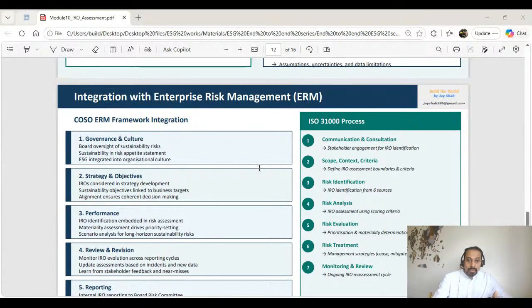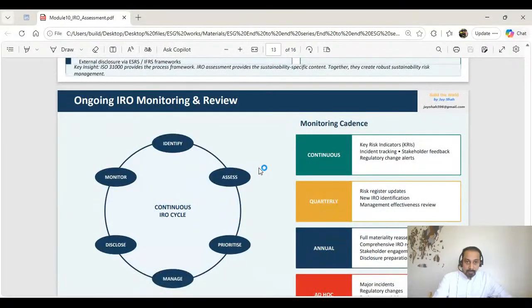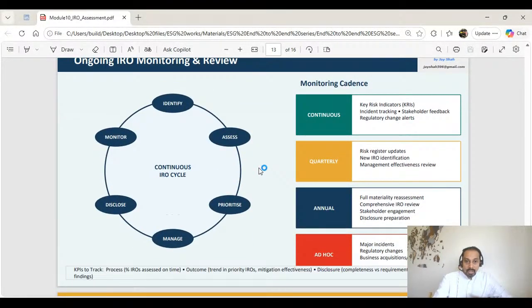That can also cover the financial risk as well. So that is the integration of enterprise risk management. Now we will see the disclosures, a particular case study, a real example, not in a theoretical manner, of how any company can monitor and review.